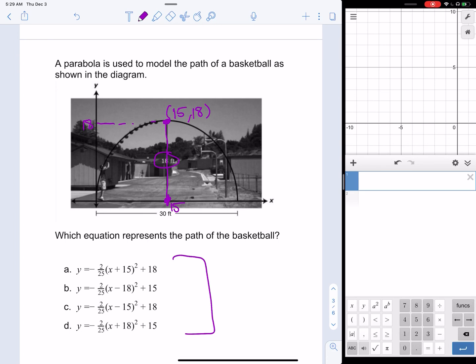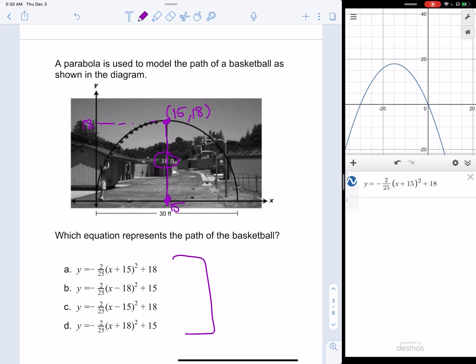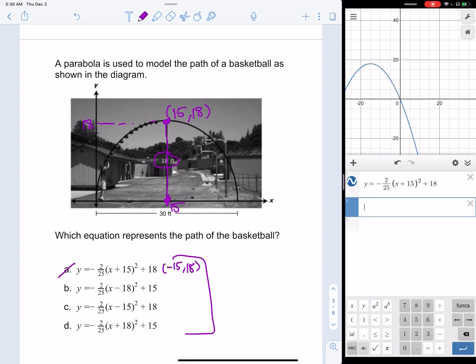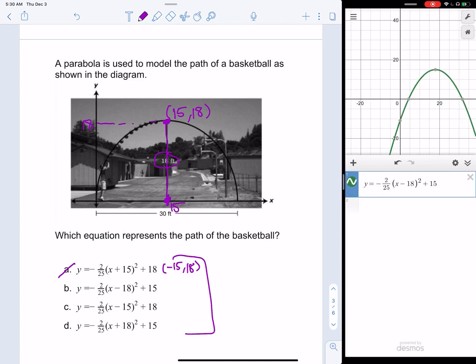So I'm going to graph all these and look for the vertex, 15, 18. So if I graph A, y equals -2 divided by 25, x plus 15 squared plus 18. Looking at this graph, is my vertex correct? No. So then we're going to graph the next one. Y equals -2 divided by 25, parentheses, x minus 18 squared plus 15. Is my vertex correct? No. It's the opposite.